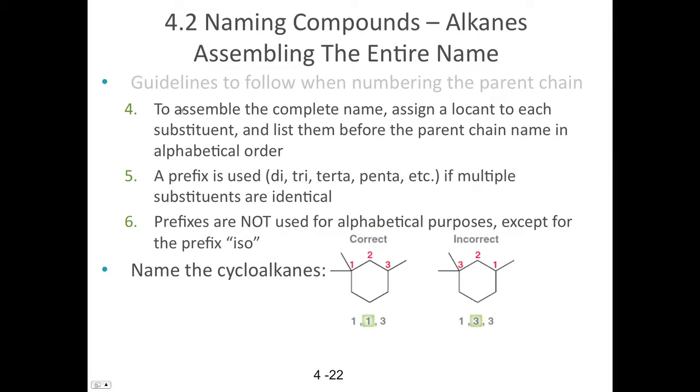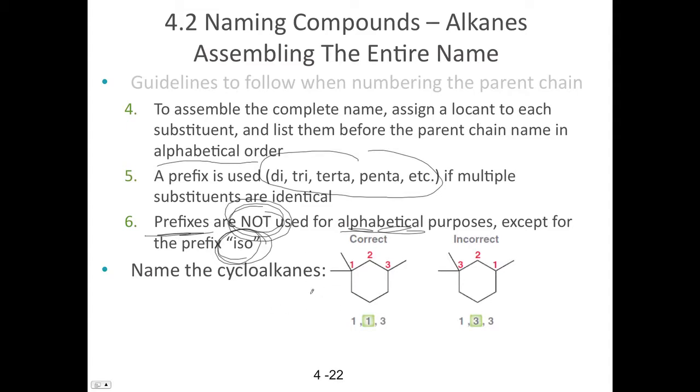So, to assemble the complete name, assign a locant to each substituent and list them before the parent chain in alphabetical order. Here's something that's important: a prefix is used if multiple substituents are identical. Prefixes, however, like this, are not used for alphabetical purposes, except for iso, because who would we be if we didn't have annoying exceptions?